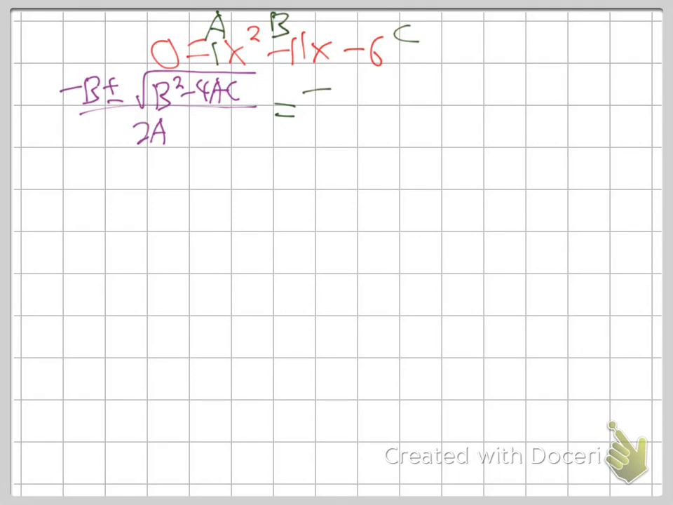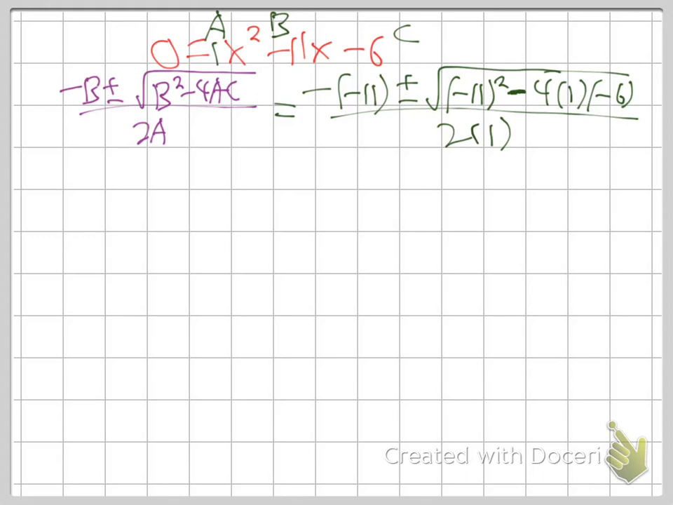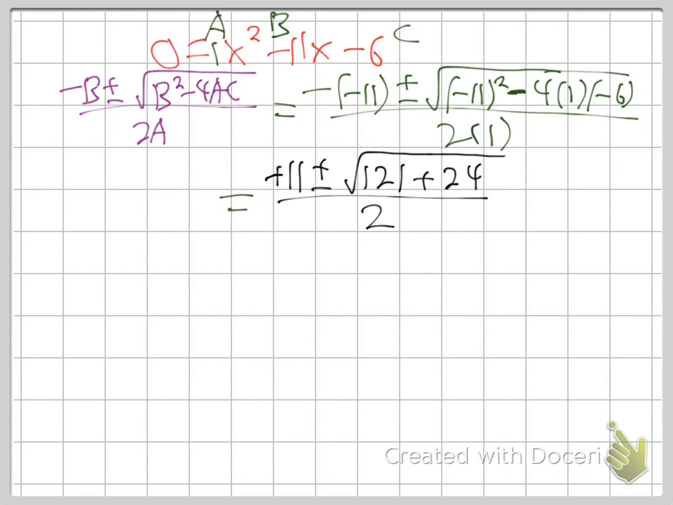So negative B, negative 11? It's negative B, and B is negative 11. So that's negative negative, so it's going to be positive. That's right. And then B squared, 11 squared, minus 4 times A times C, all over 2A. So then that'll be positive 11 plus or minus square root of 121 plus 24 all over 2. Negative times positive times negative.